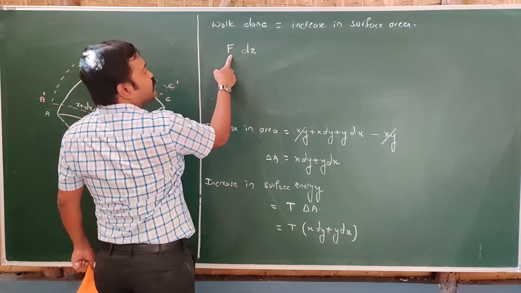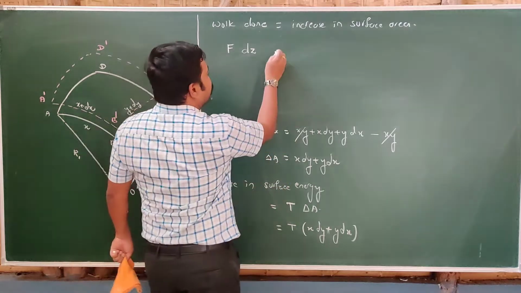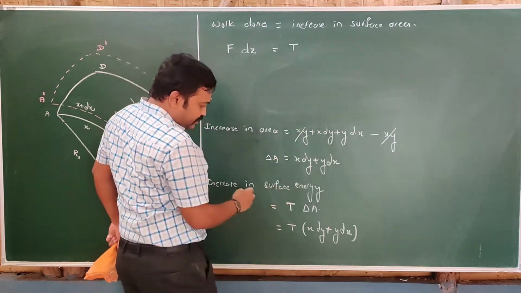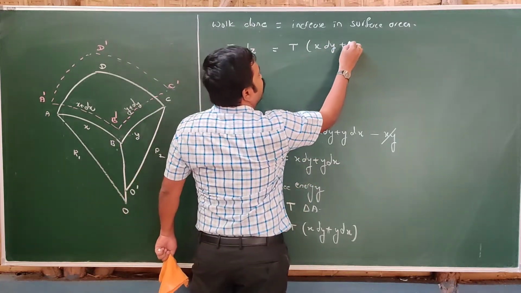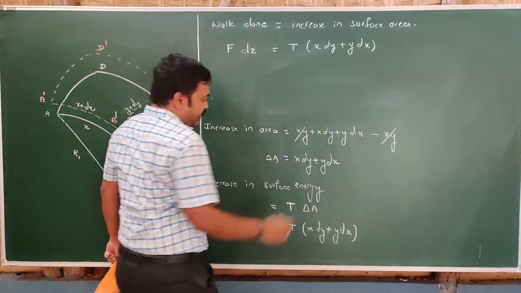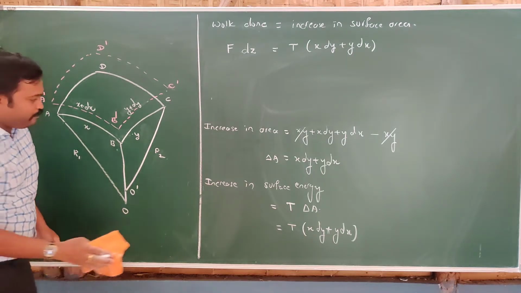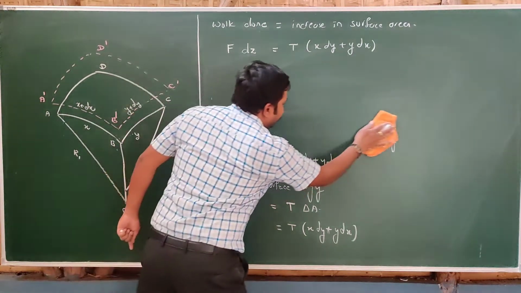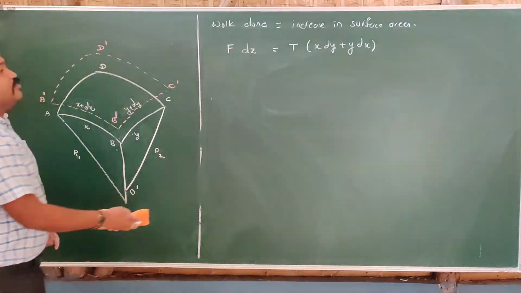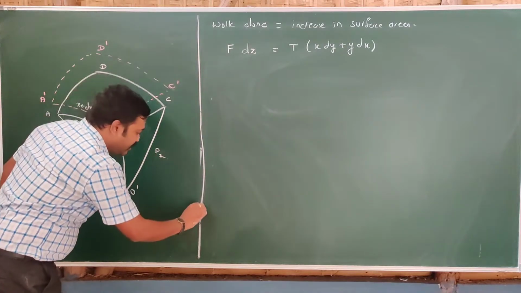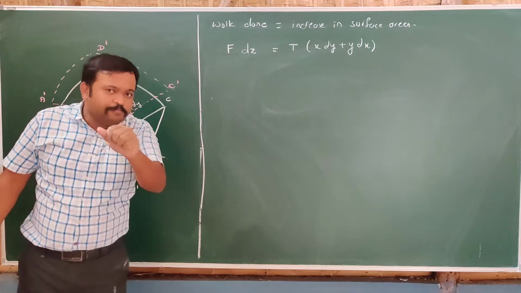So what is this? Work done is force into displacement. And what is the increase in surface area? Let me take it as P. And what do I get? x dy plus y dx. Now, let us go ahead, right? I got this and I have multiplied. I got the work done: F dz. Okay, next, we can write force in terms of pressure.